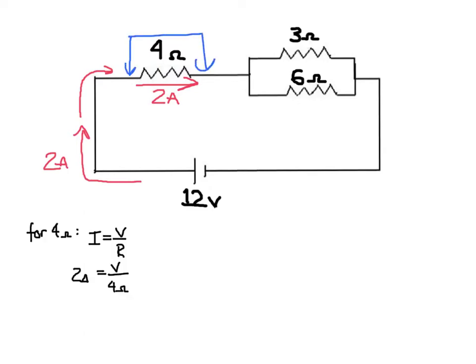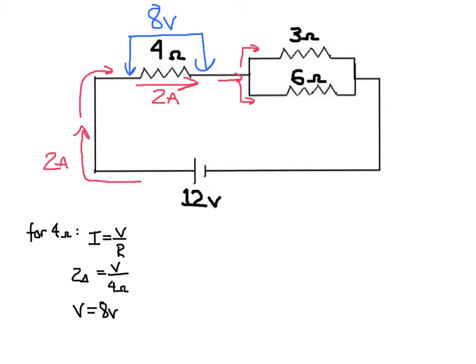Let's do it. So for the 4 ohm resistor, we see Ohm's law here. So we have 2 amps will equal the voltage across that resistor divided by its value of 4 ohms. And you can see that 4 times 2 will give us a voltage drop of 8 volts. Now if we continue our current, we noted that at this point the current's going to split.